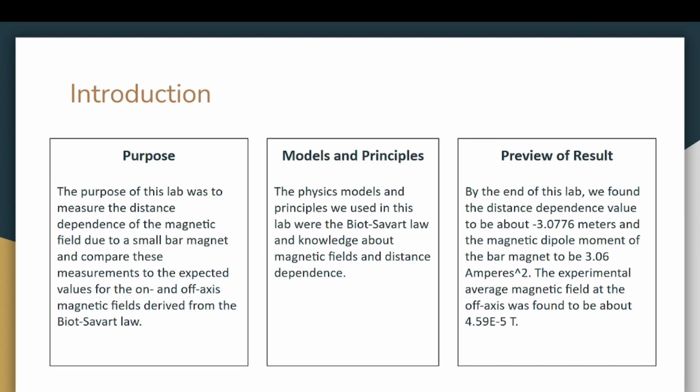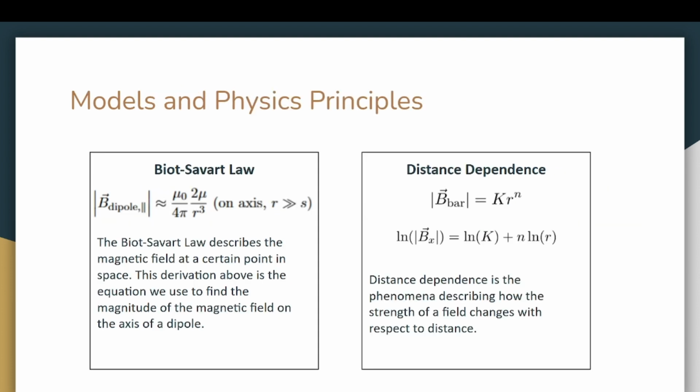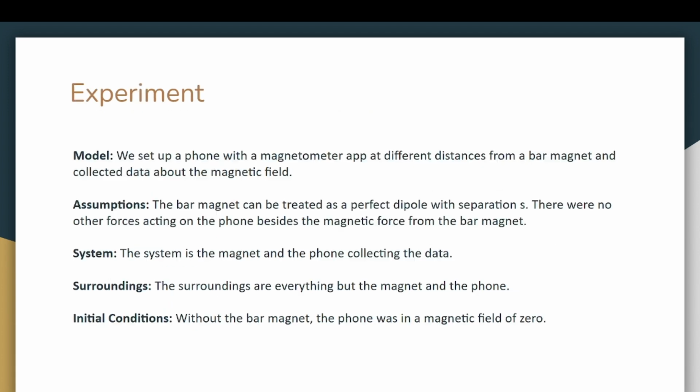dependence. For the preview of our result, we found a distance dependence value of about negative 3.077 meters and the magnetic dipole moment of the bar magnet to be about 3.06 amperes squared. The experimental average magnetic field at the off axis was found to be about 4.59 times 10 to the negative 5th Teslas. These are the models and principles that we use: the Biot-Savart law, here we use the parallel dipole on axis formula, and then the distance dependence formulas over here.